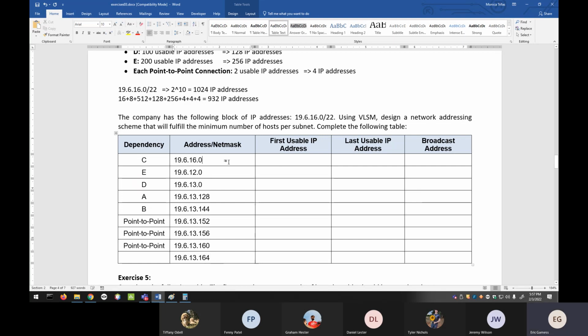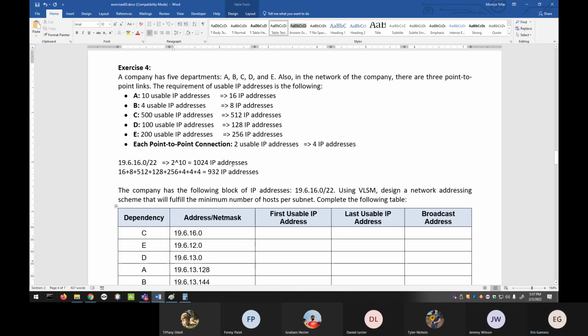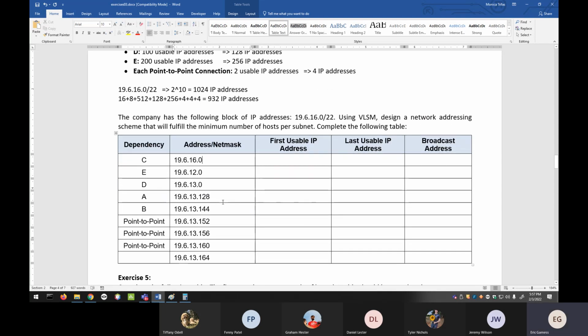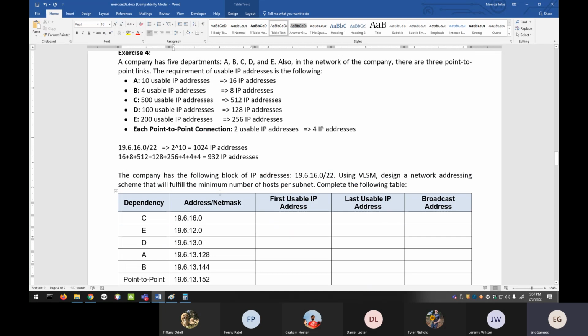So what will be the net mask of C? C needs 512 IP addresses. You go from 19.6.16 down to 19.6.12. It should be 18. Yeah, it should be 19. This one? Yes, from the first one to the second one? So C has 512 IP addresses.